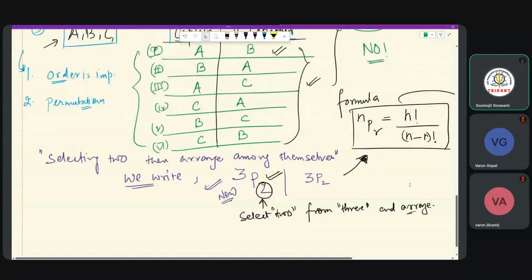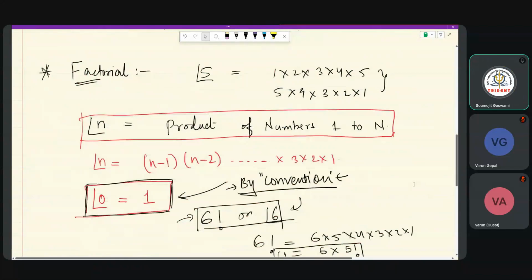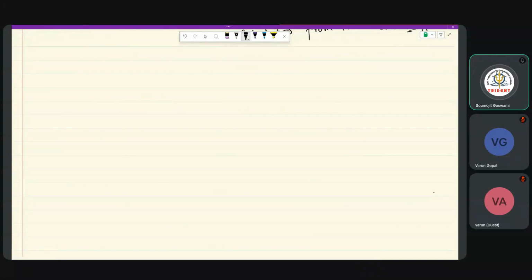With this, I think the basic intuitive idea of permutation and the illustration of permutation is over. Now let's get into the illustrative ideas of combination. Let's do an illustration.